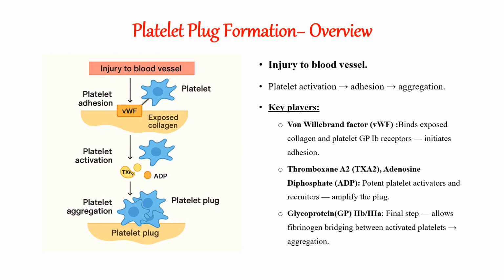Platelet plug formation is the foundation of how clots begin to form. After a blood vessel injury, platelets adhere to exposed collagen via von Willebrand factor, become activated, and release signaling molecules like ADP and thromboxane A2. These chemicals attract and activate more platelets, which then aggregate through GP2B3A receptors, forming a temporary platelet plug.